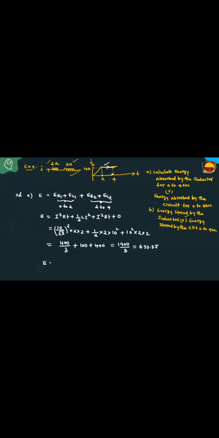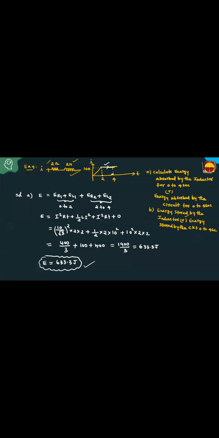This is the energy absorbed by the inductor or circuit. Energy absorbed means you have to take all the elements, because it is given that it is a practical inductor. The inductor has some resistance. That's the reason why you have to take the total, 633 point.